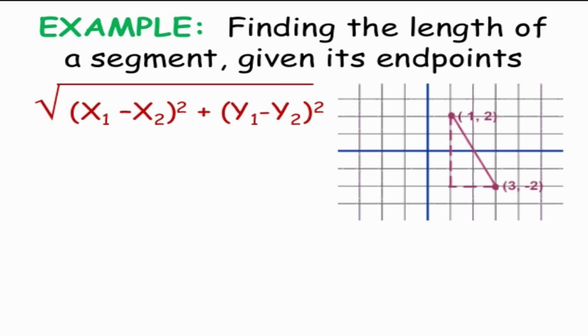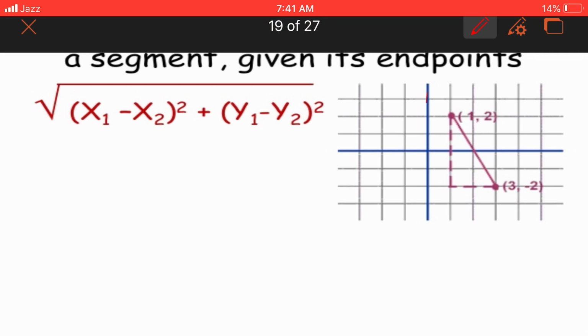Okay, this is the example. Find the length of a segment given its endpoints. If the two endpoints are given to you and you have to find the distance between them, that is, the first point is (1, 2) and the second point is (3, -2), and you are going to calculate the distance between them, then you will use this formula, which is known as the distance formula.